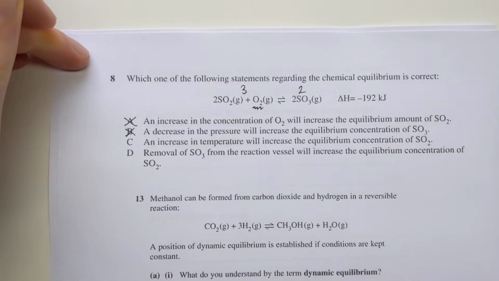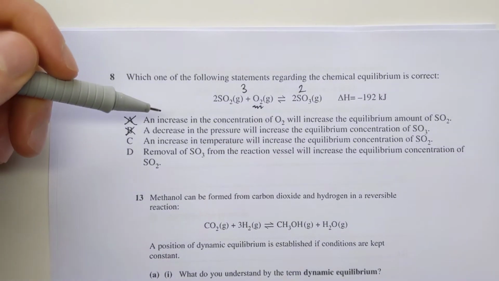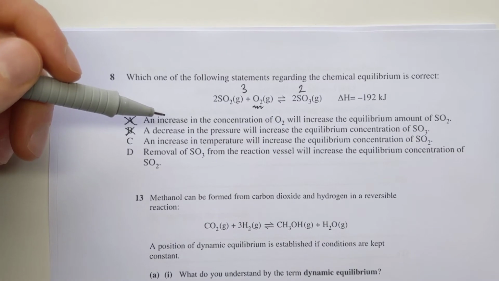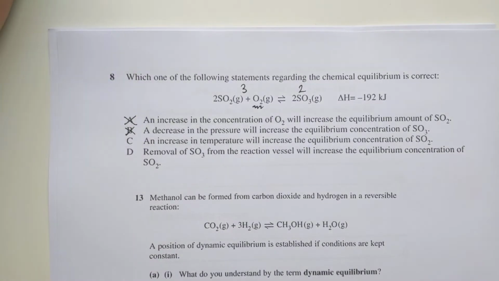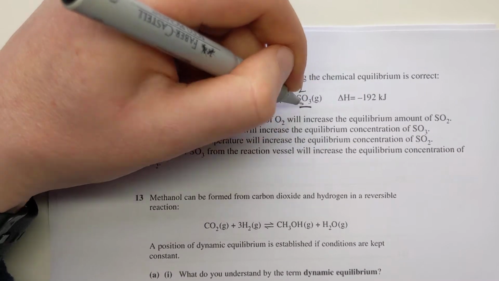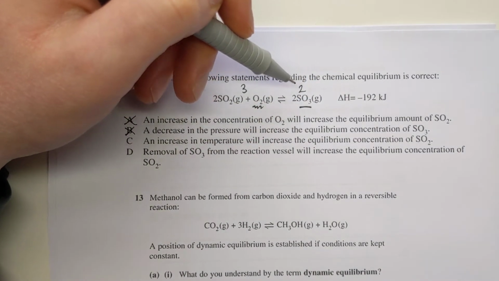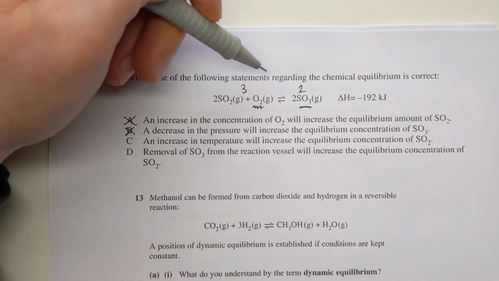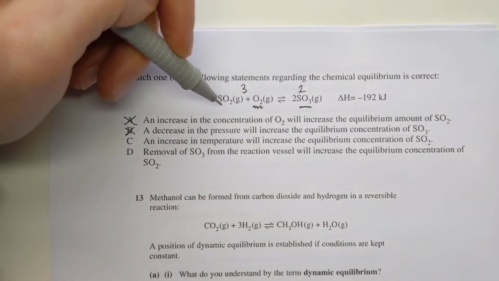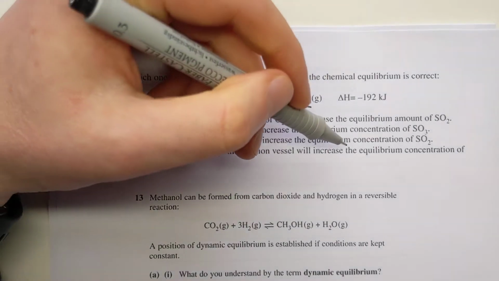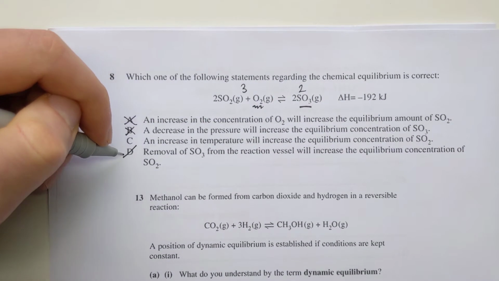We'll talk about why D is wrong first. In D, removal of SO3 from the vessel will increase the concentration of SO2. That's another concentration one. So decreasing SO3, the system wants to make more SO3 in response to that. To make more SO3 we move to the right hand side, and that will actually use up your SO2, so that's not right as well. It'll decrease the concentration of SO2.